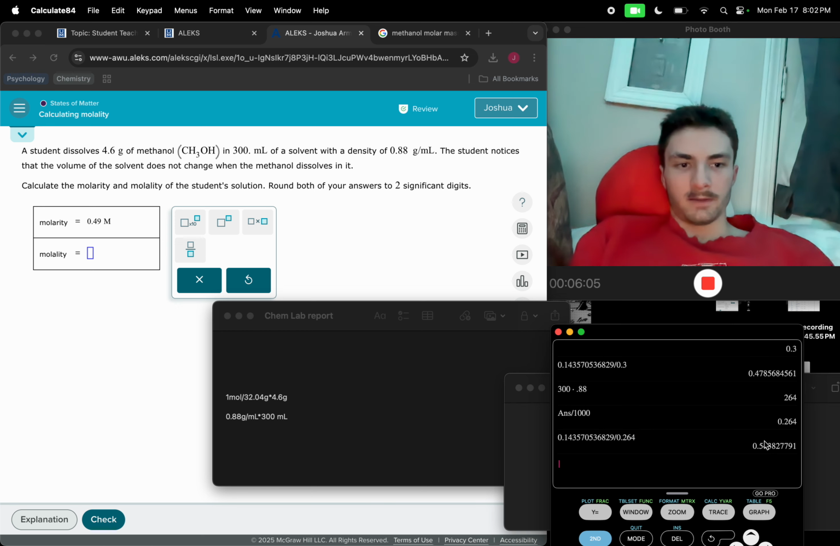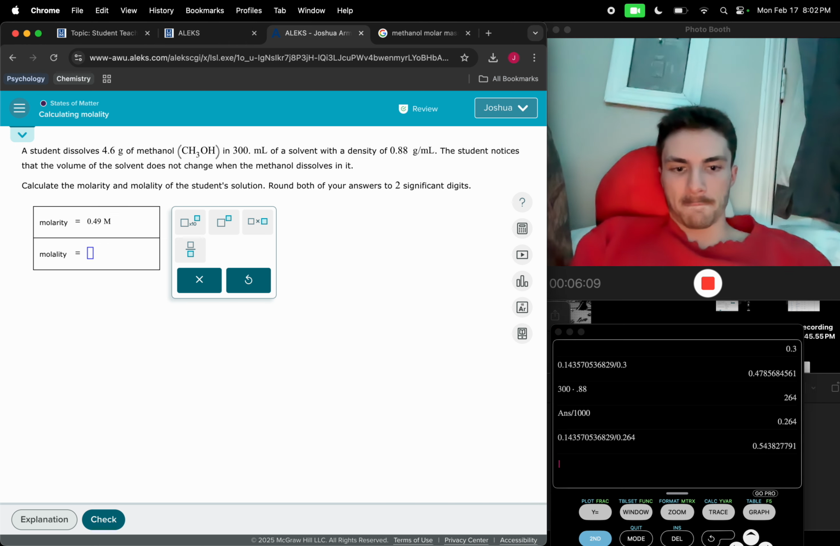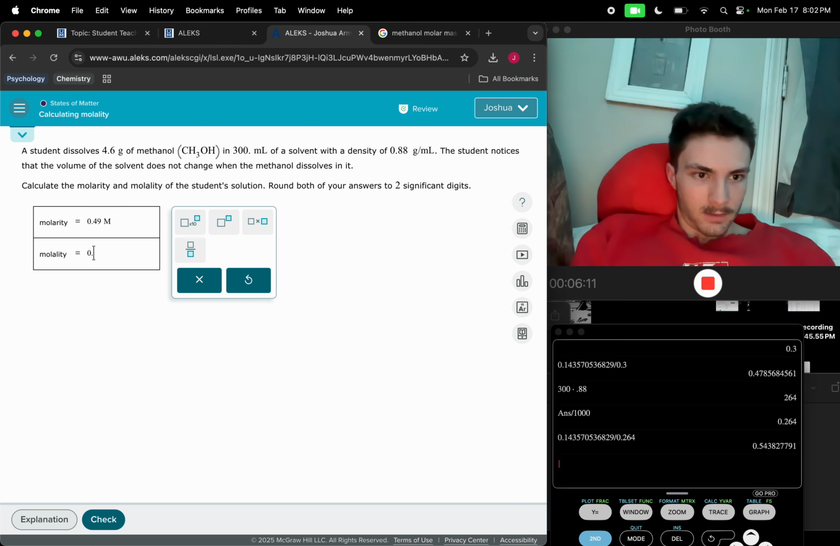So you do that, and then you get this number, and it says round to 2 significant digits. So we'll do that. It'll be 0.024, lowercase m, and that's it.